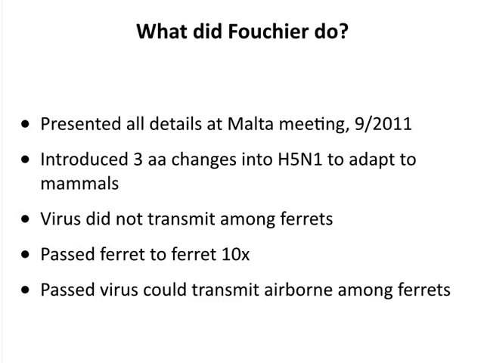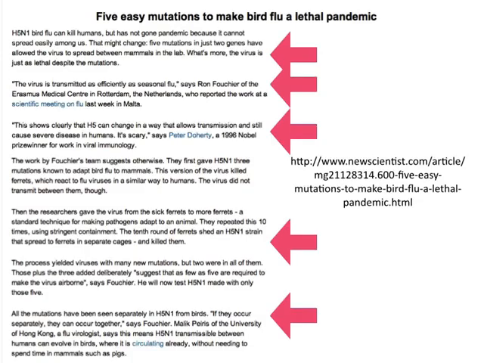Then he said he passed the virus from ferret to ferret 10 times. You put the virus in the nose of the ferret, you wait a few days until the virus replicates, then you harvest it, you grow it, and you put it in a new ferret. So he did that 10 times, and then after 10 times, he got a virus that could transmit by aerosol from ferret to ferret, in adjacent cages. But he wasn't allowed to tell us what the mutations were because he was being scientifically censored by an organization that I'll talk about in a moment.